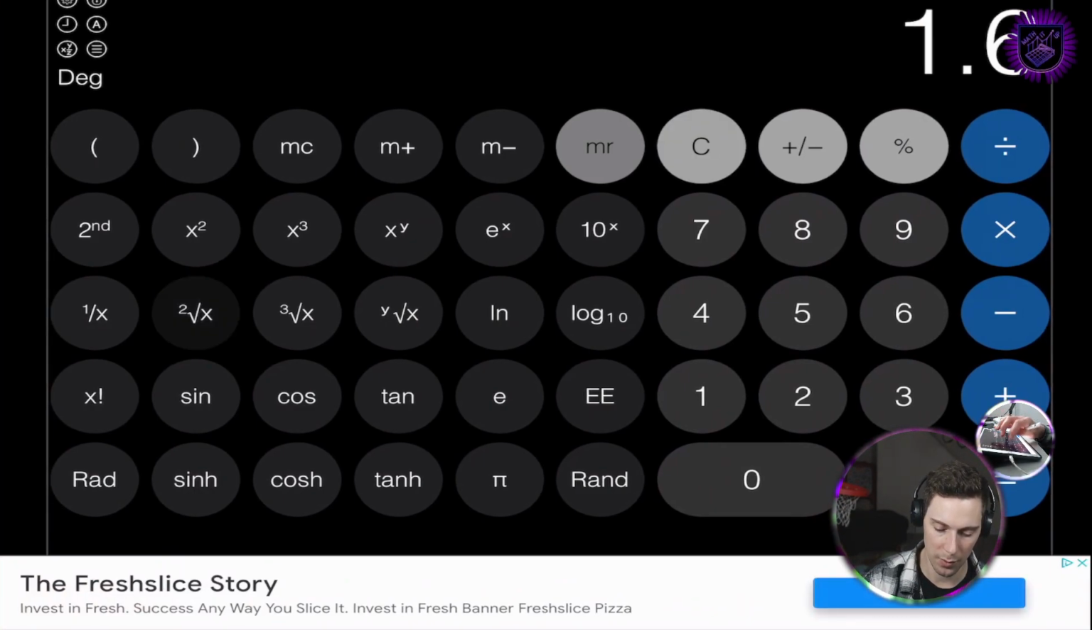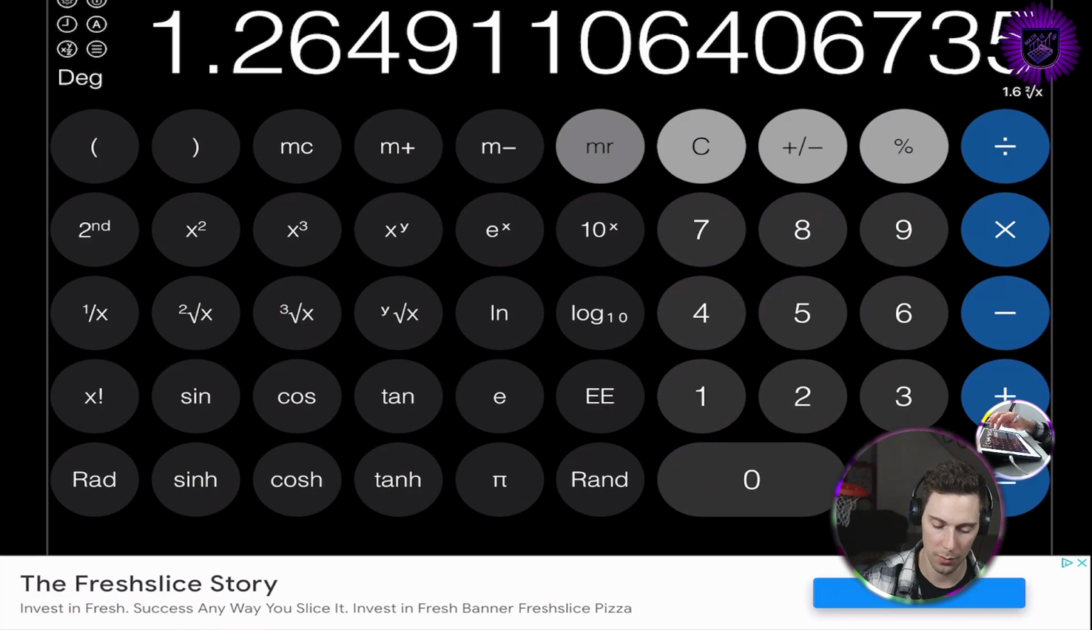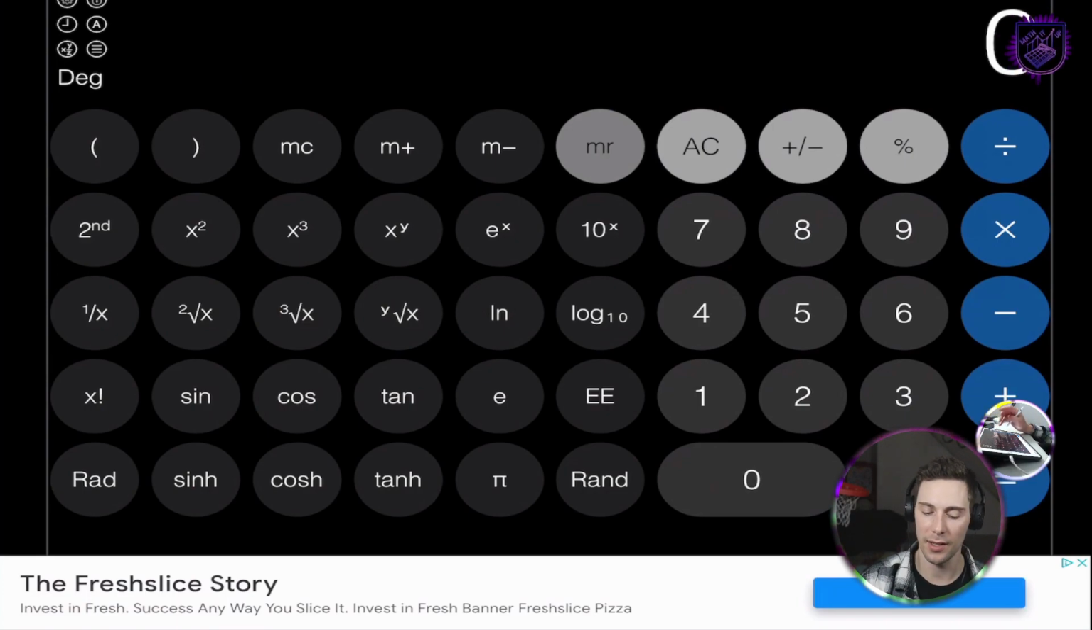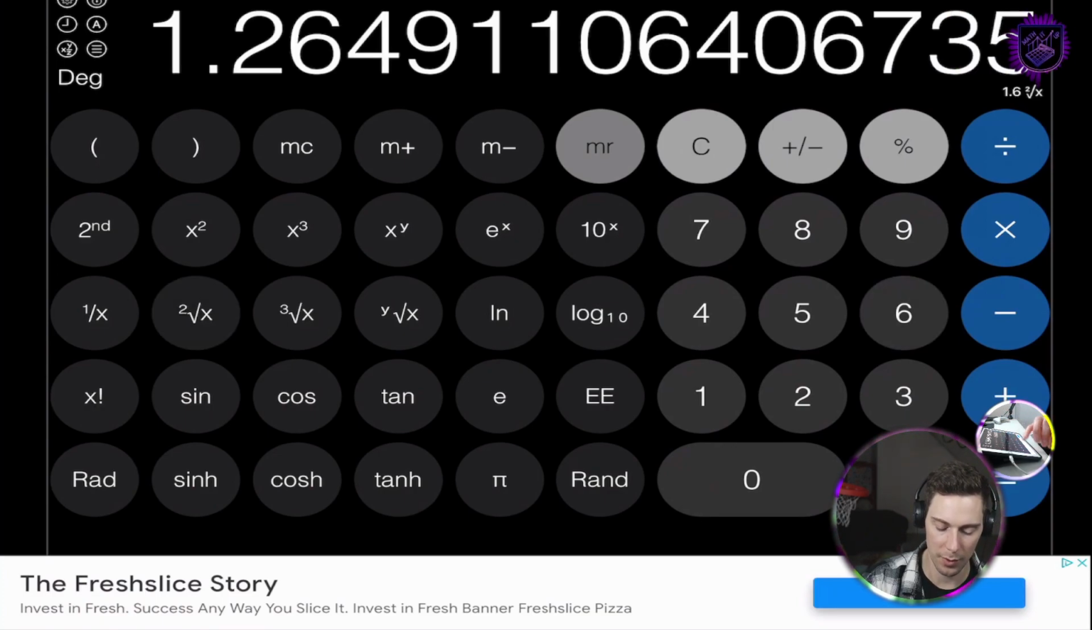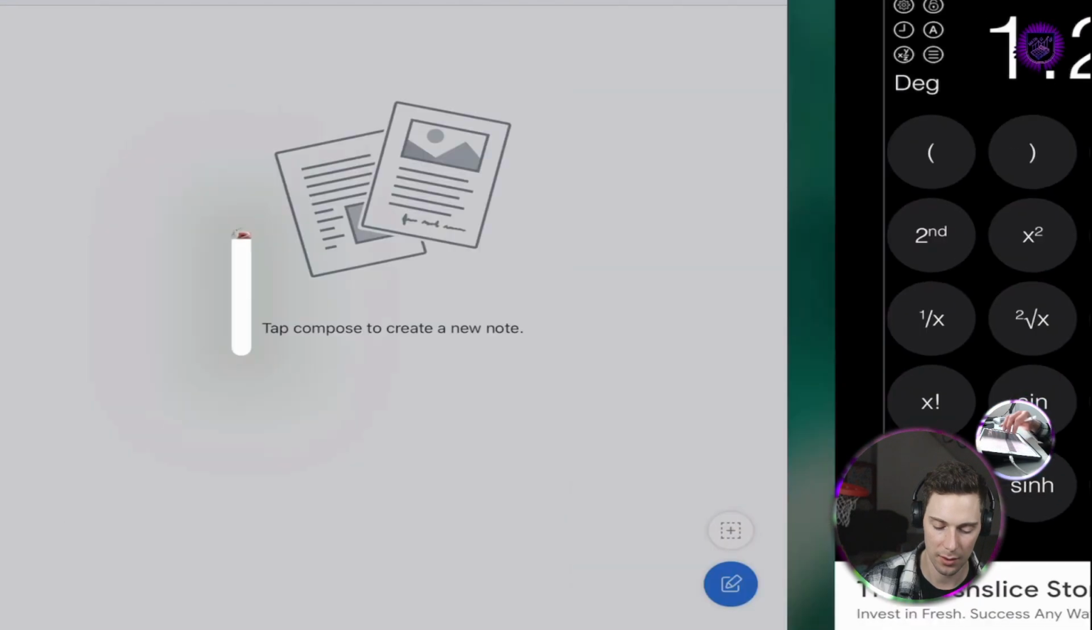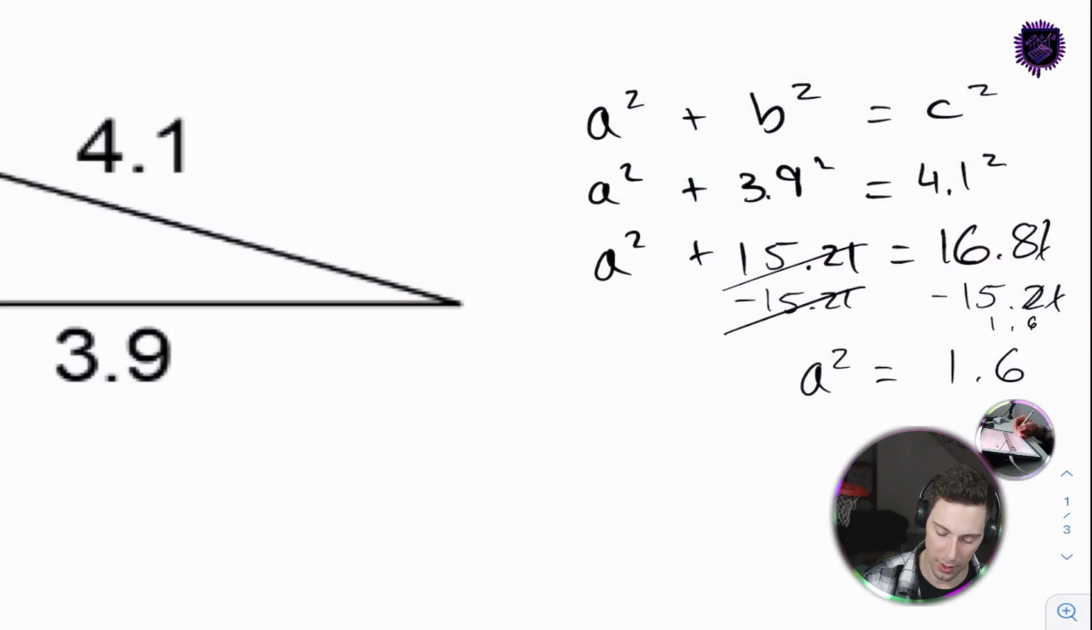1.6 square root, point. Whoa. Yeah, all right, that makes sense. Square root of 1.6 is 1.26. So A will be equal to 1.26.